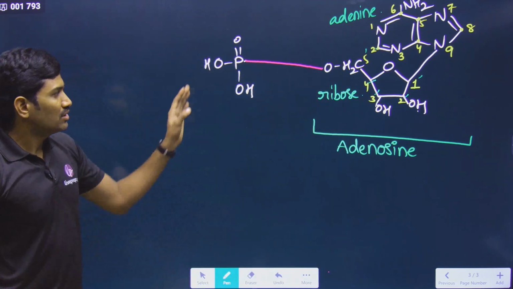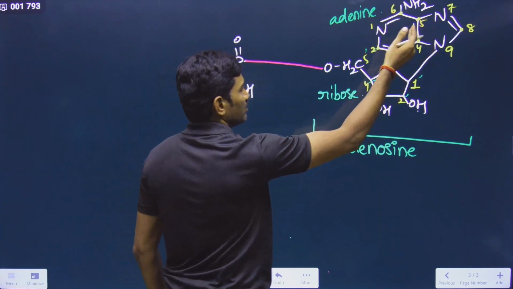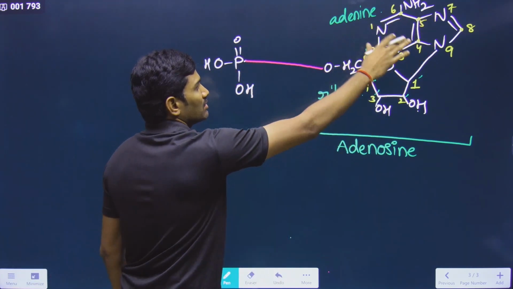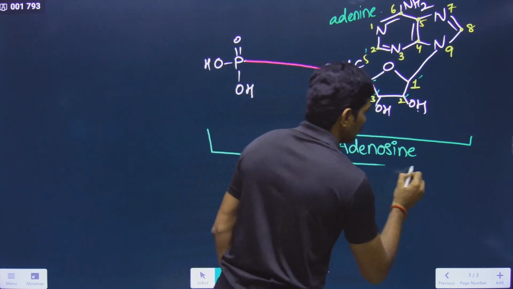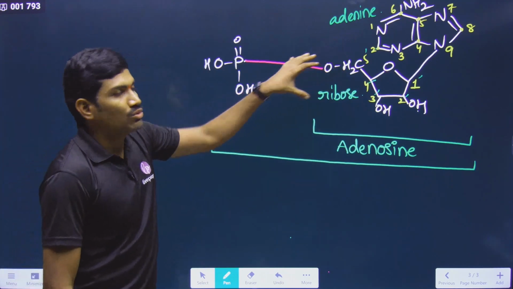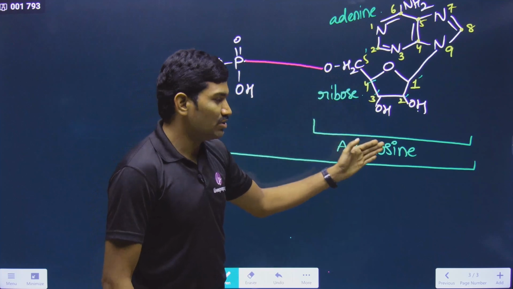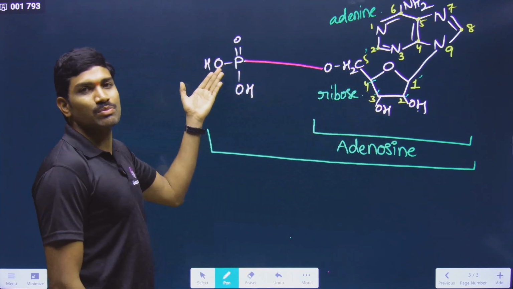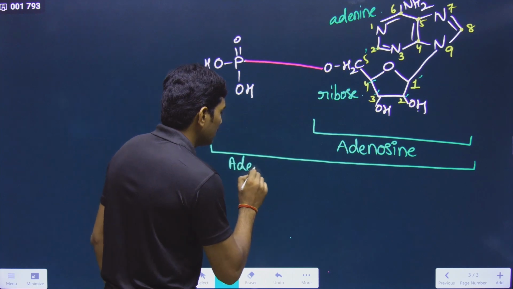Understood or not? So now what is the name of this? Nitrogenous base plus a sugar, that is called a nucleoside. Plus phosphate, that means up to this, what is the name of this structure? It is called a nucleotide. What is that nucleotide name exactly? Adenine plus ribose is adenosine. Adenosine plus phosphate is called adenylic acid. You can write this as adenylic acid.